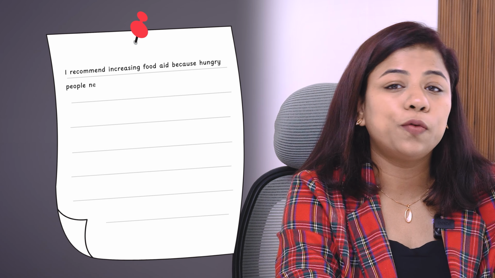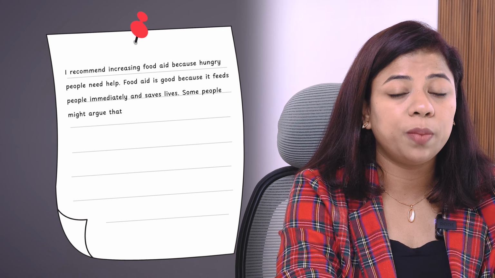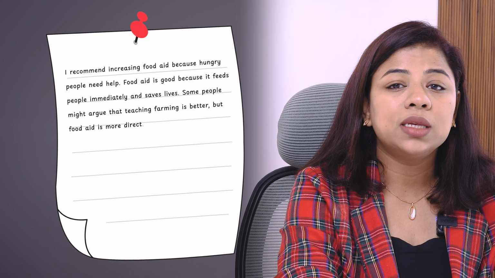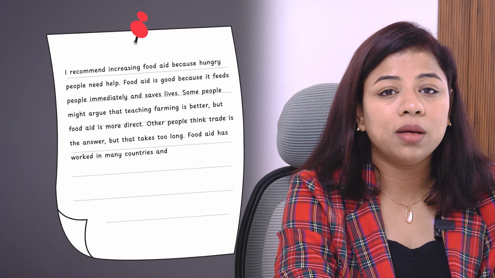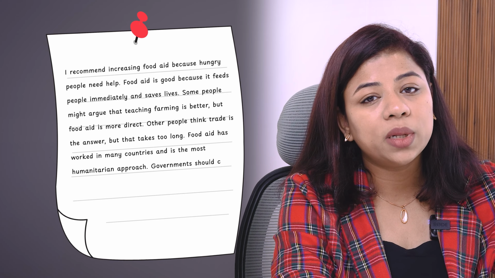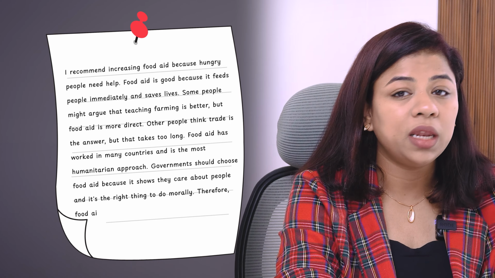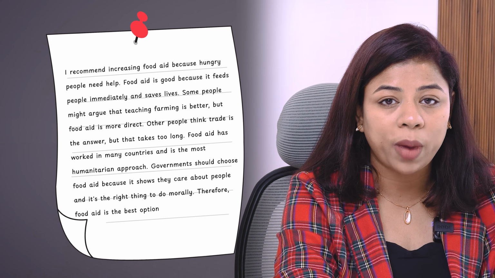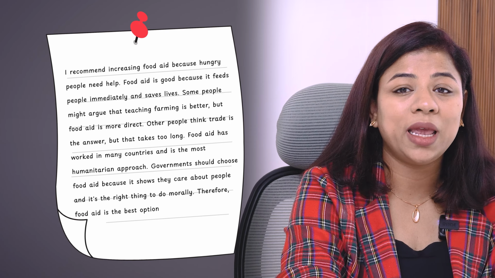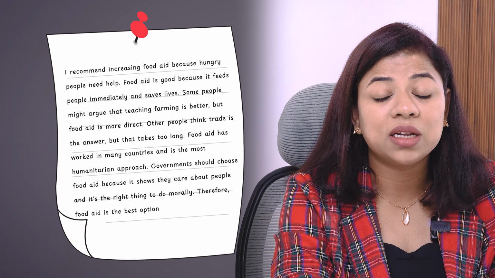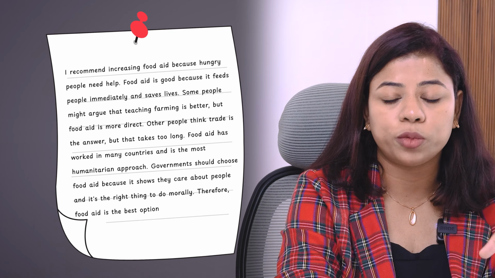I recommend increasing food aid because hungry people need help. Food aid is good because it feeds people immediately and saves lives. Some people might argue that teaching farming is better, but food aid is more direct. Other people think trade is the answer, but that takes too long. Food aid has worked in many countries and is the most humanitarian approach. Government should choose food aid because it shows they care about people and it's the right thing to do morally. Therefore, food aid is the best option.